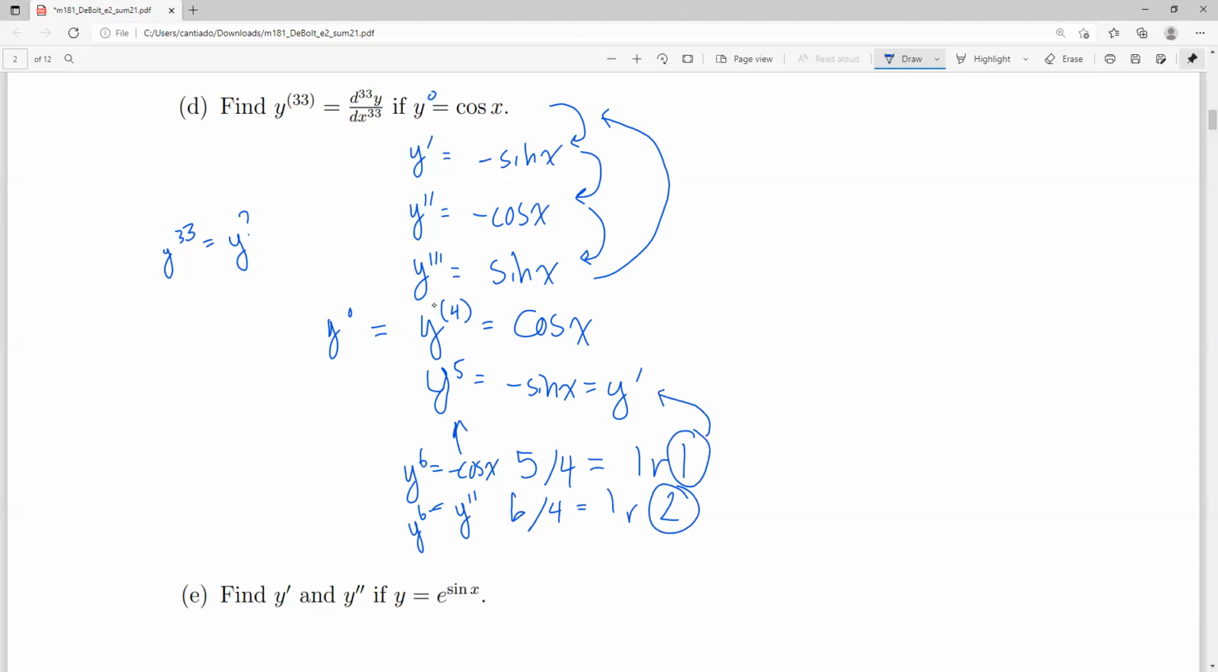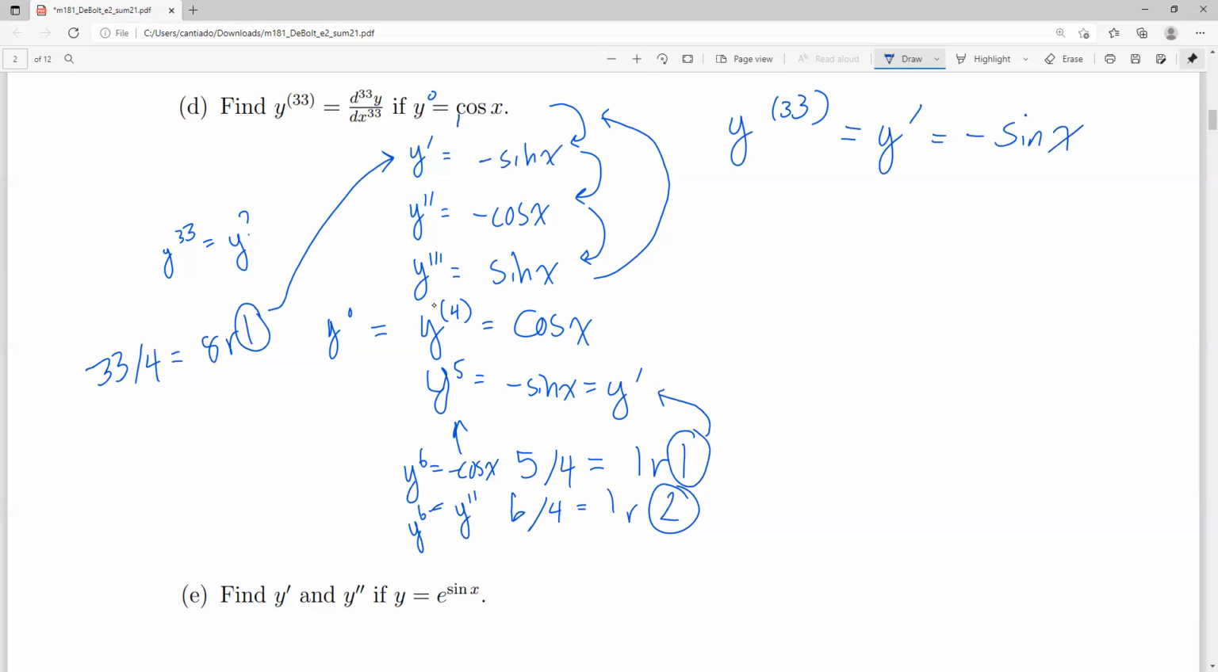Whatever nth derivative of a trig function you have, if you simply divide by 4 and take the remainder, so 33 divided by 4 is 8 remainder 1, that remainder corresponds to that derivative. So if we have remainder 1, that corresponds to the first derivative. So the 33rd derivative of y is simply equal to the first derivative of y, which is equal to negative sine of x, right? That's the trick you want to use here.